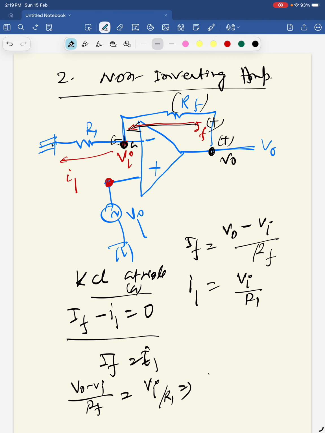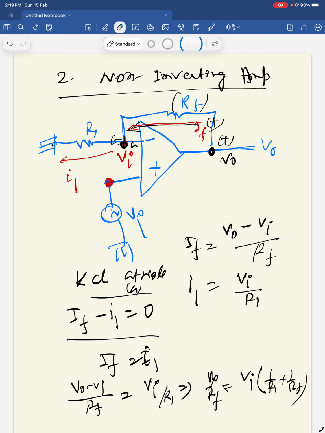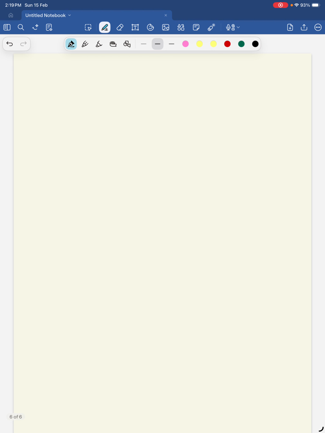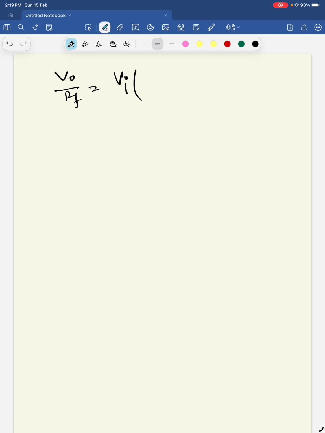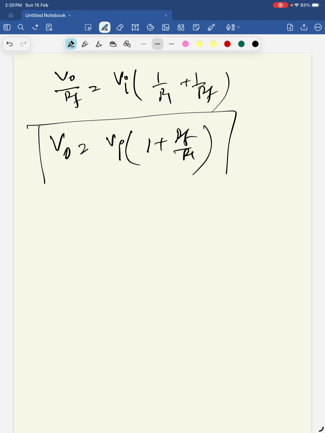Now from there, we keep V0 by RF here. This Vi will go to the right side, and if we take common, 1 by R1 will come out. So from this expression, V0 by RF is equal to Vi times 1 by R1 plus 1 by RF, that we get. So now V0 is equal to Vi times 1 plus RF by R1. So this is our output voltage.